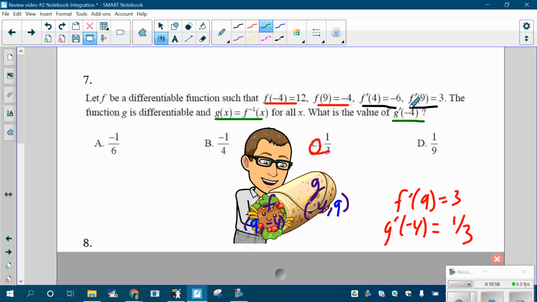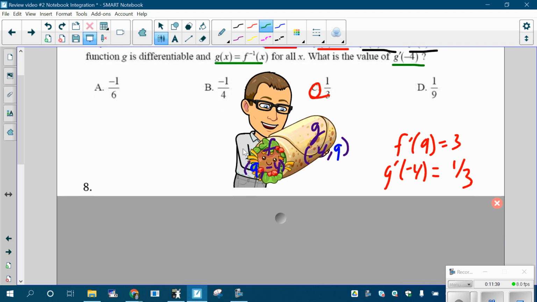They're asking us to find g prime of -4. So the x value for g is -4, which means that's the y value for the inverse. Okay? So if we're talking about a y value of -4 for f, then we're talking about an x value of 9 for f, which means a y value of 9 for g. How do you find g prime of -4? Well, you look at the derivative of f at the buddy point. So you look at f prime of 9, not f prime of -4. You look at f prime of 9, and you do the reciprocal of it.